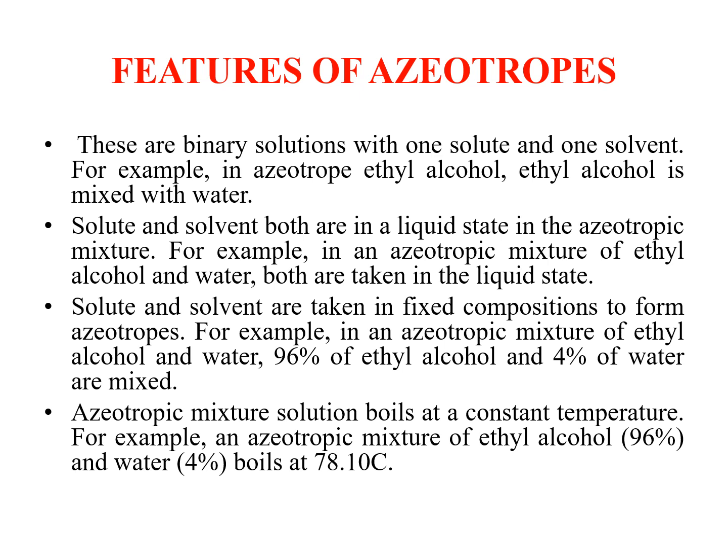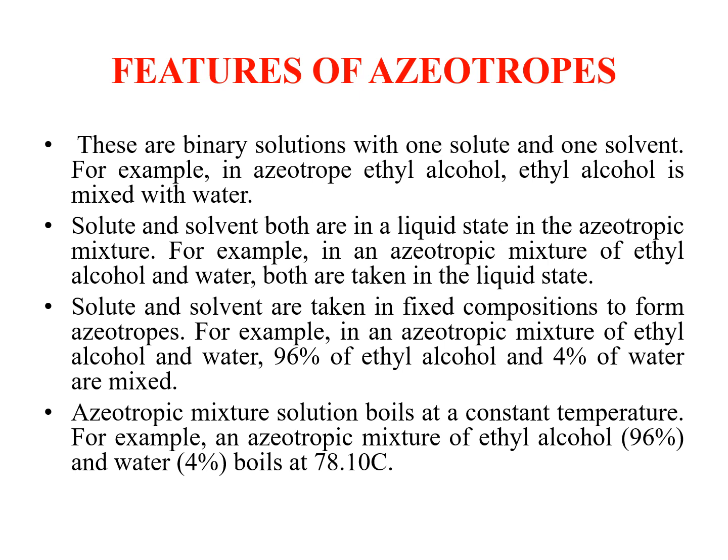Features of azeotrope. Azeotropes are binary mixtures with one solute and one solvent. For example, in an ethyl alcohol azeotrope, ethyl alcohol is mixed with water. Ethyl alcohol will be the solute and water will be the solvent. The solute and the solvent both will be in the liquid phase. Then the solute and the solvent are taken in fixed compositions to form azeotropes.